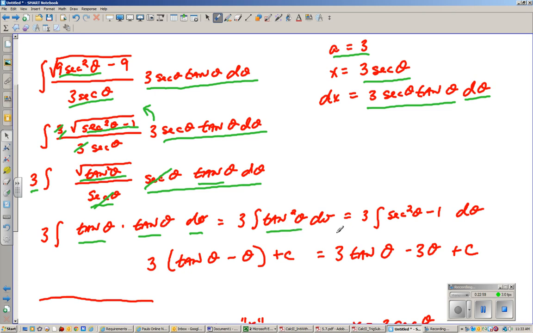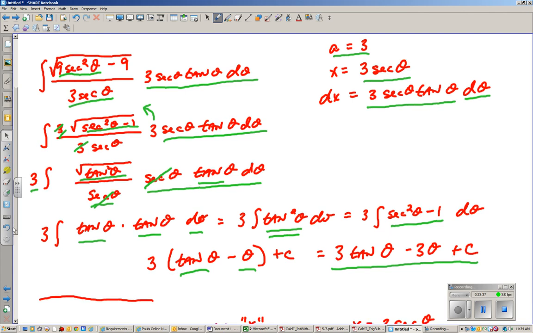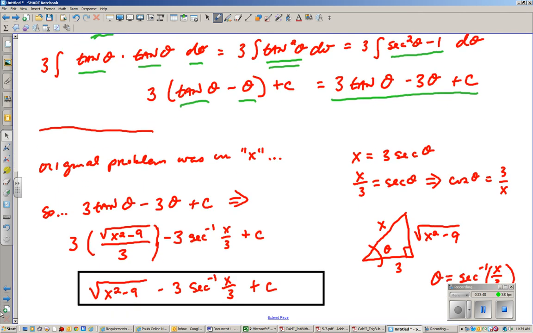And for purposes of taking an integral, it's going to be to our advantage to write tan squared as sec squared minus 1 using those Pythagorean identities, because we can easily take the antiderivative of sec squared, it's just tangent, and the antiderivative of the minus 1 will be a theta. And now we'll get this answer in theta, namely 3 tan theta minus 3 theta plus c. But of course our original problem wasn't in theta. Our original problem was in x.